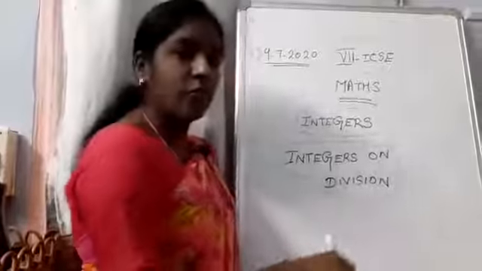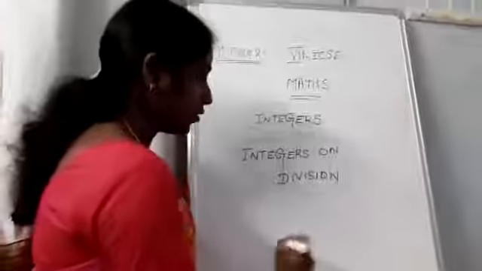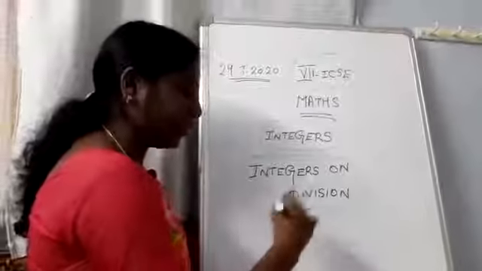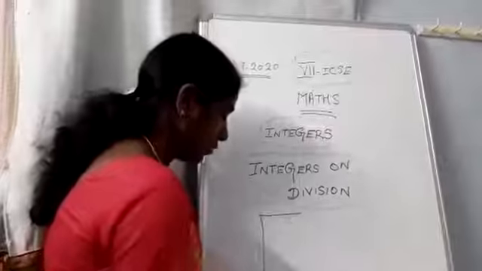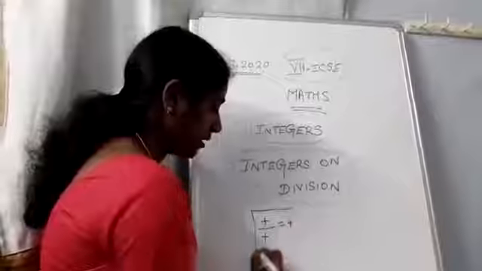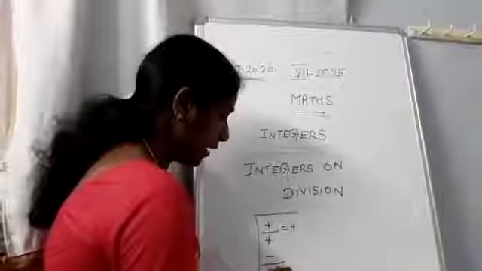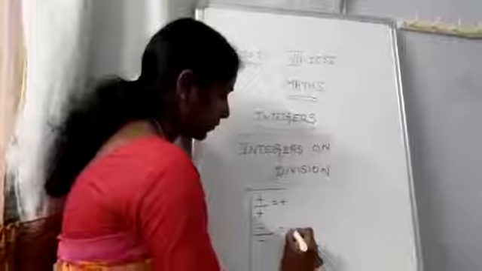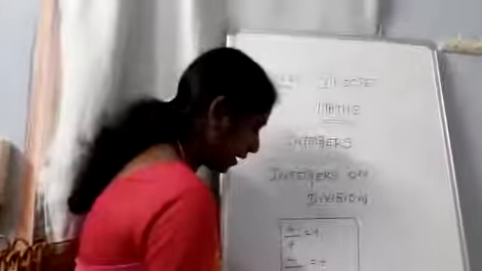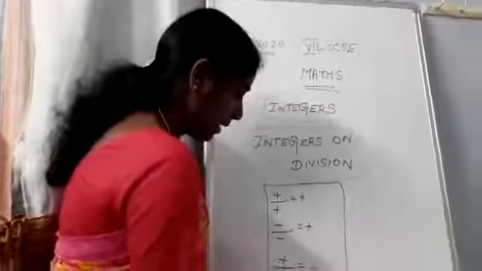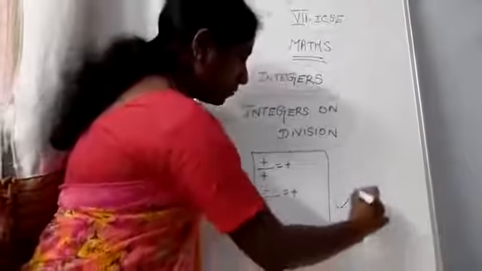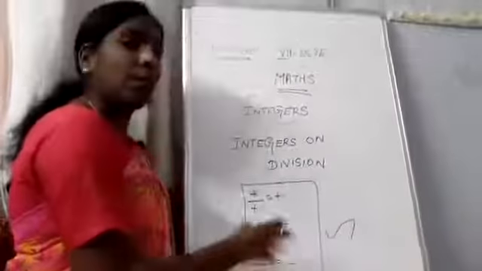So I am going to give you 4 formulas here. You are going to use those formulas. Just see here students. Plus divided by plus equal to plus. Similarly, minus divided by minus equal to plus. Same way, plus divided by minus means minus, minus divided by plus means minus. So this is the main thing we are going to apply in division based on integers.